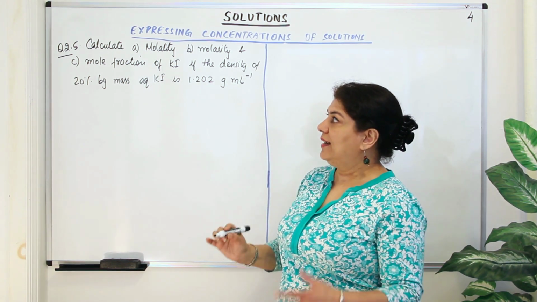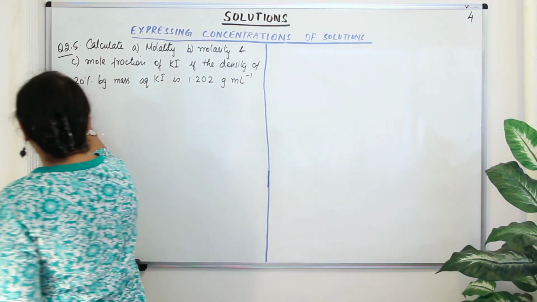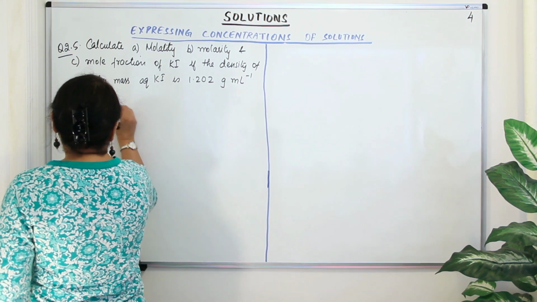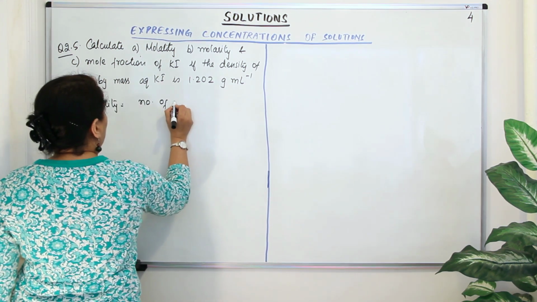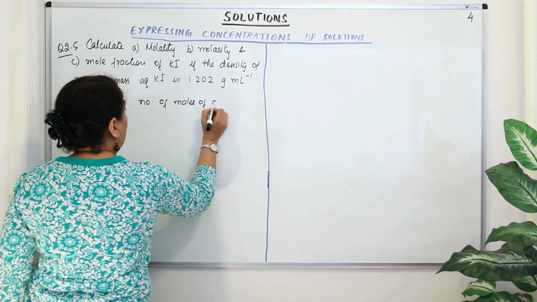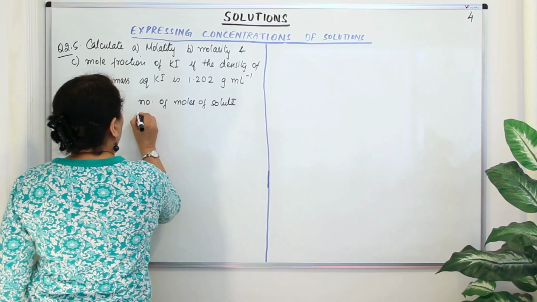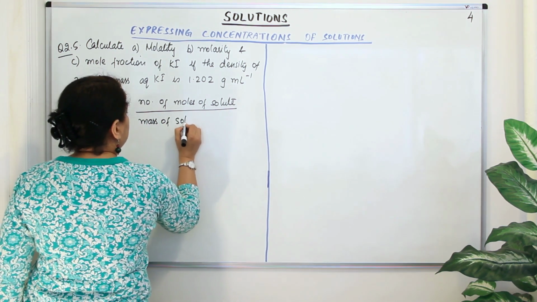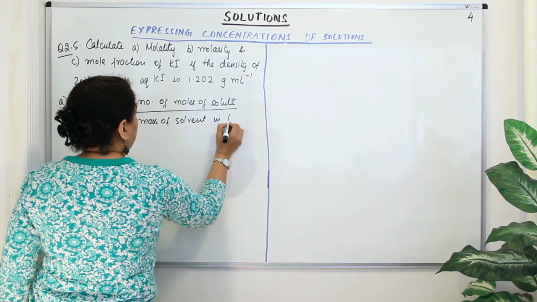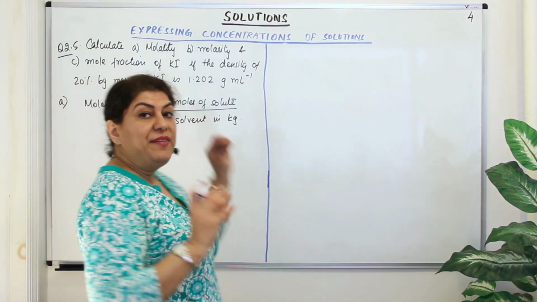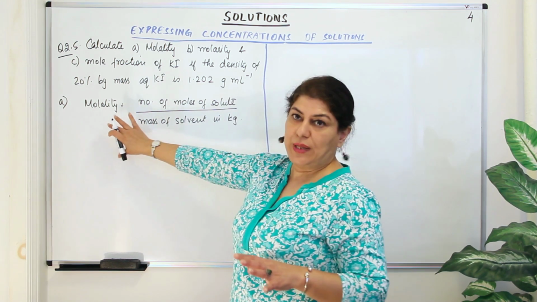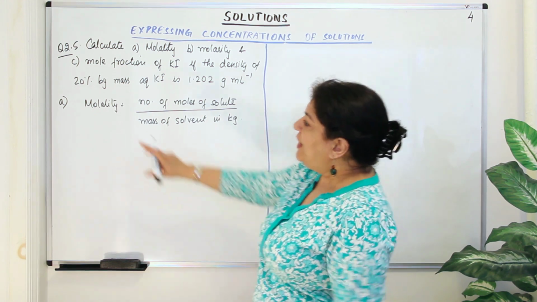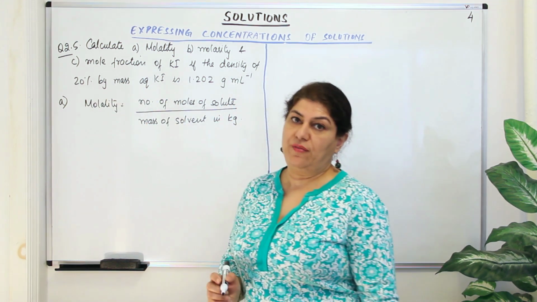So the first thing, let us come to first. We are supposed to calculate the molality. And we know molality is equal to the number of moles of solute upon the mass of solvent in kgs, right? Now, in order to arrive at these 2 values, so that we can use this formula, let us find out what all we need. What all do we have? We have 20% by mass of aqueous potassium iodide.